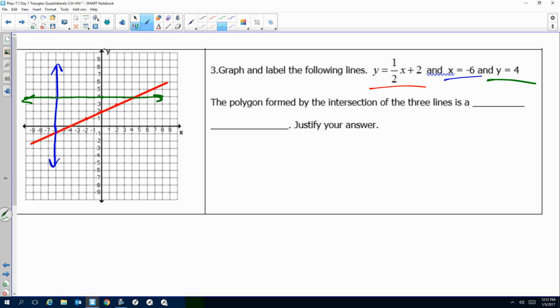And then we're looking at what polygon is formed by the intersection of the 3 lines. What type of triangle? I'm going to say right triangle, because our horizontal and our vertical are always perpendicular to each other. So to justify my answer, x equals -6 is perpendicular to y equals 4. And if I have perpendicular lines, then I have a right angle. All right on that?